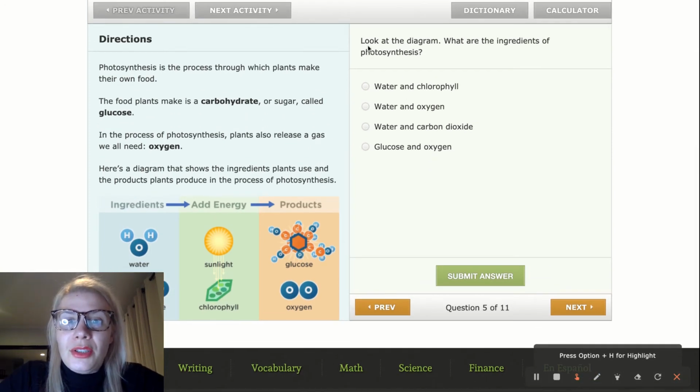So here's the question. Look at the diagram, which we did. What are the ingredients of photosynthesis? So what do we need for photosynthesis to occur? Do we need water and chlorophyll? Do we need water and oxygen? Do we need water and carbon dioxide? Do we need glucose and oxygen? Pick which answer you think is correct and then click submit.